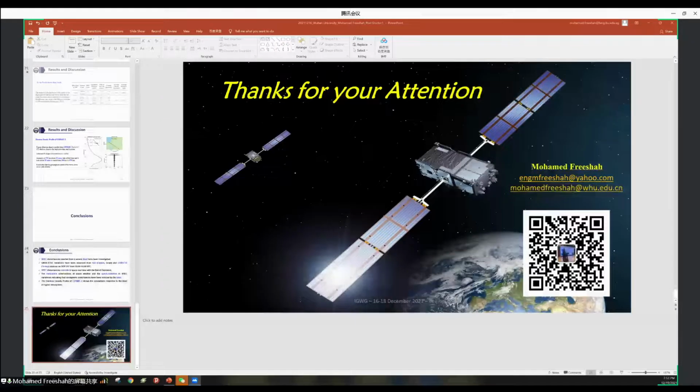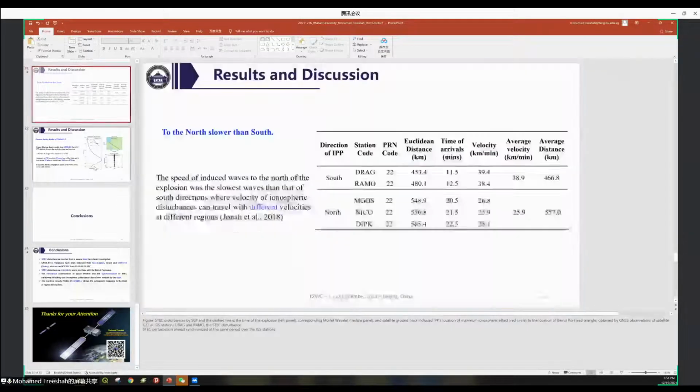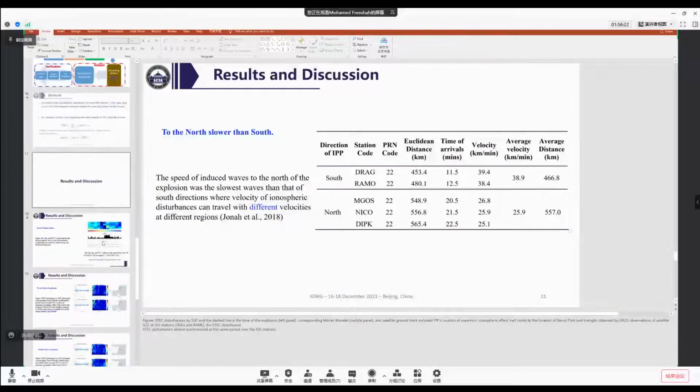For me, any other related to blast or other related to any event? Yeah. So, are there any other researchers studying this event? Yes, in this event I explained here. Can you see my screen? Yeah, I can see your screen. So, okay.